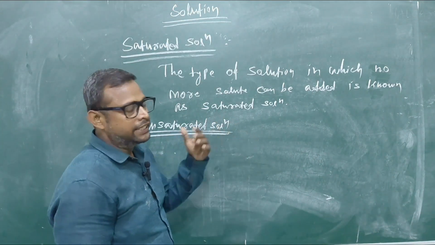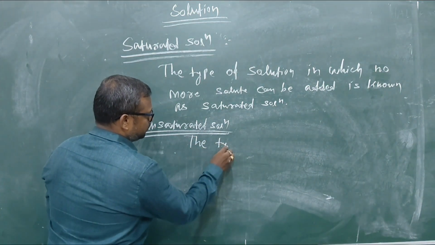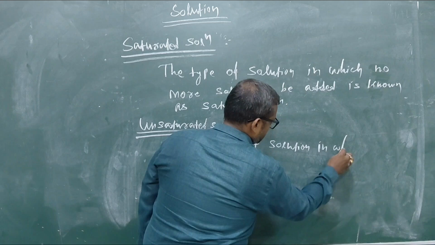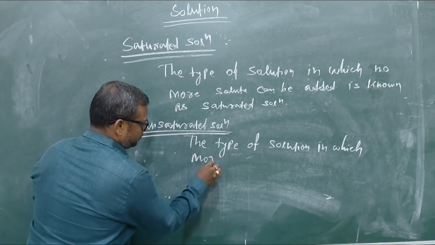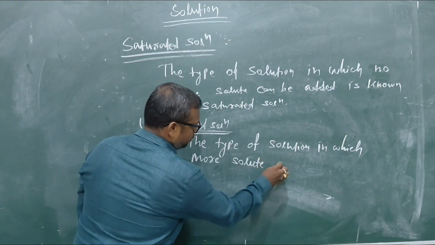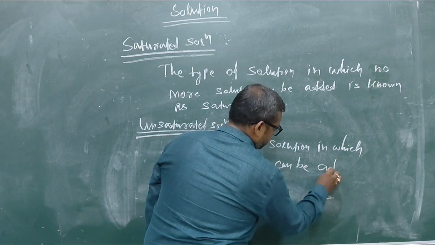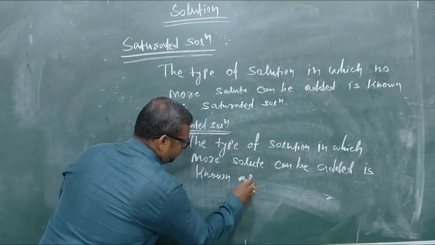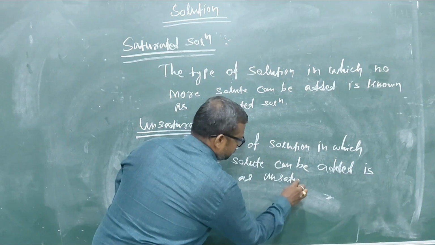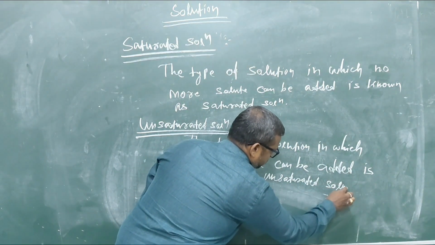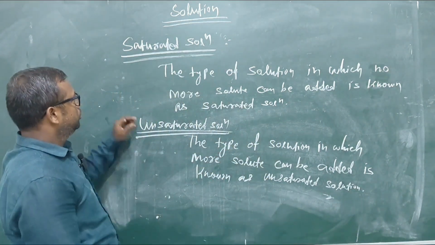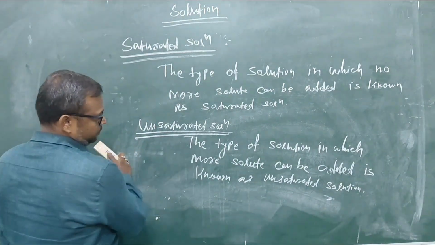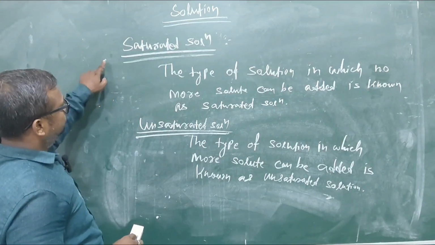So simply, unsaturated solution क्या है? In this type of solution, more solute can be added. The type of solution in which more solute can be added is known as unsaturated solution. तो ये हो गया सैचुरेटेड एंड अनसैचुरेटेड सॉल्यूशन, एंड द थर्ड वन इज सुपर सैचुरेटेड सॉल्यूशन.